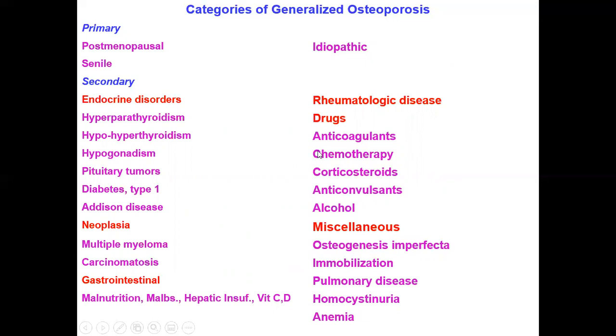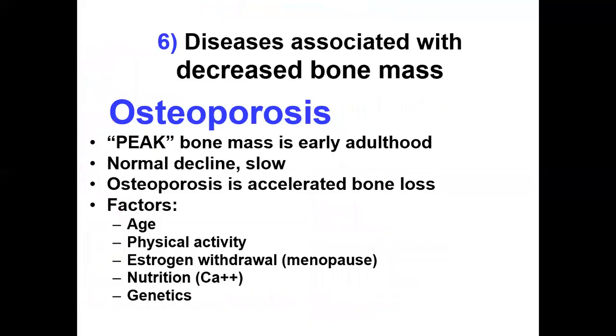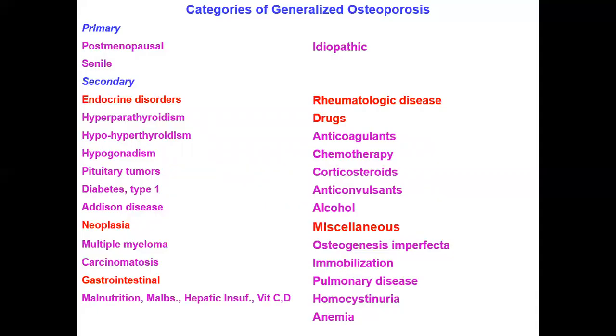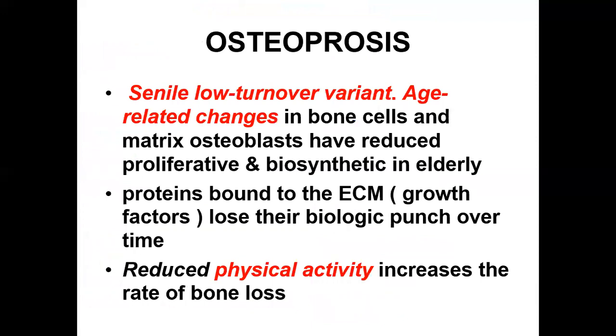Then there are drugs: anticoagulants, chemotherapy, corticosteroids, anticonvulsants, alcohol. Then osteogenesis imperfecta, immobilization, homocystinuria, anemia. So all of these secondary diseases can lead to osteoporosis, with decreased bone mass.